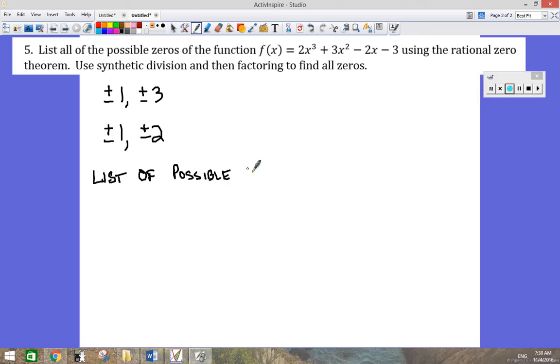rational, because it doesn't help me with irrational numbers, only rational numbers, ratios of integers, of possible rational zeros. Well, the 1 and 3 are my numerators, so if I divide that by 1, I get 1 and 3. If now I use the denominator of 2, and if I divide by 2, I get 1 half and 3 halves.